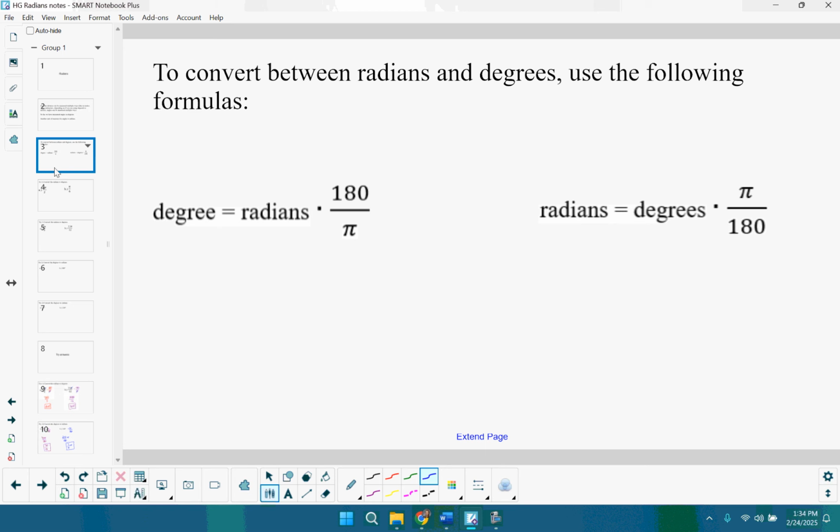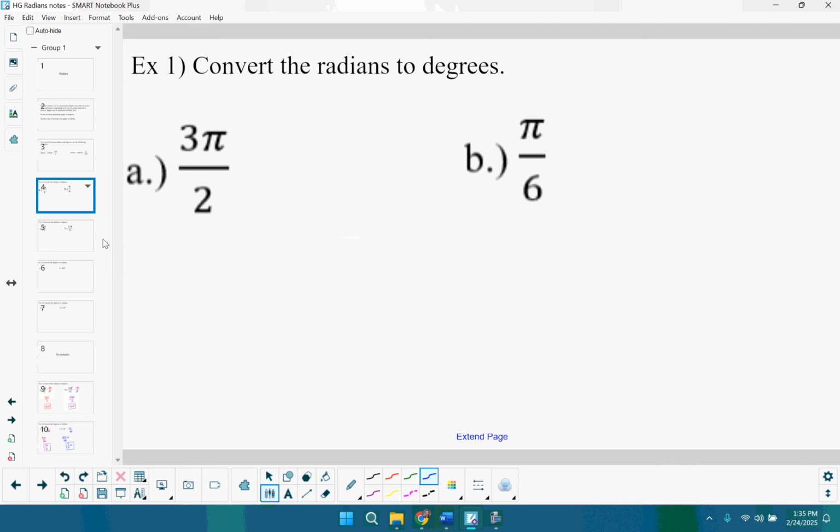To convert between radians and degrees, we're going to use one of the following formulas. If I know the number of radians, I'll multiply it by 180 over pi to get the number of degrees. If I know the number of degrees, I'll multiply it by pi over 180 to get the number of radians. Essentially, if you know that there's a pi already in the problem, we're going to multiply by pi on the bottom to get rid of it. If there was no pi in the problem, we're going to multiply by pi on top to get it there.